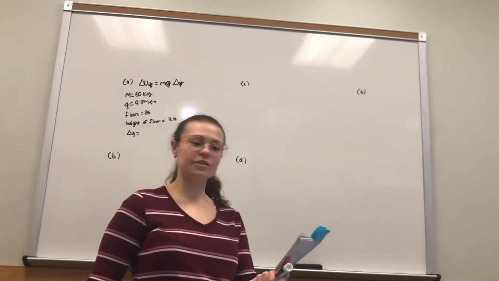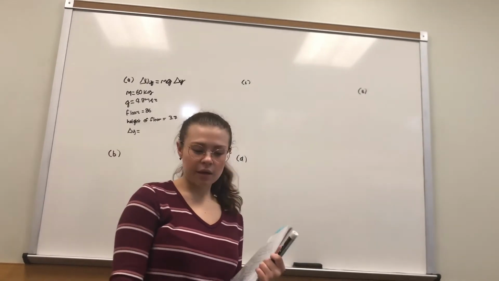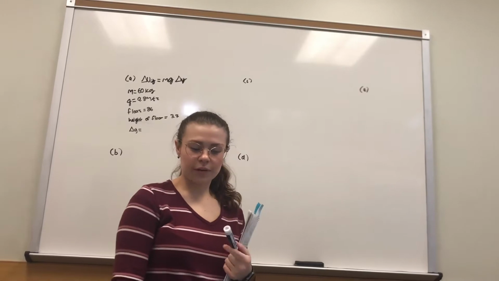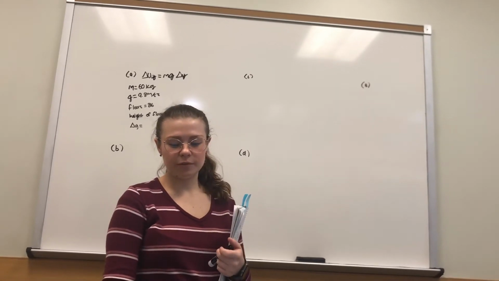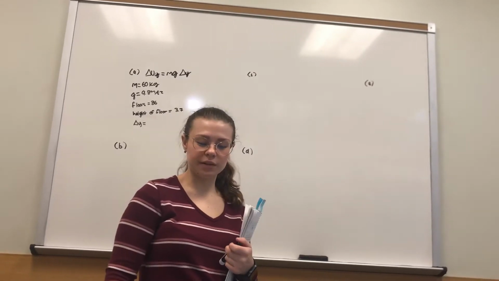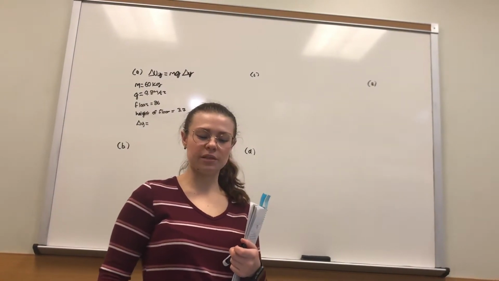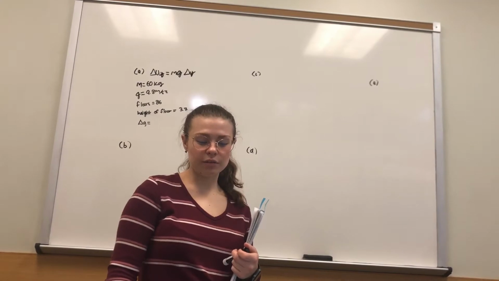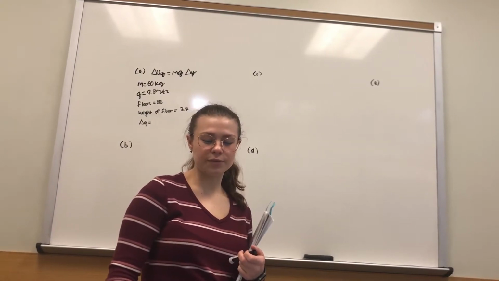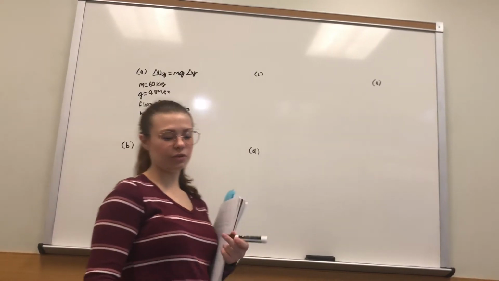Okay, this is Physics Chapter 11, Problem 56, and it reads, the winning time for the 2005 annual race up 86 floors of the Empire State Building was 10 minutes and 49 seconds. The winner's mass was 60 kilograms. Part A reads, if each floor was 3.7 meters high, what was the winner's change in gravitational potential energy?